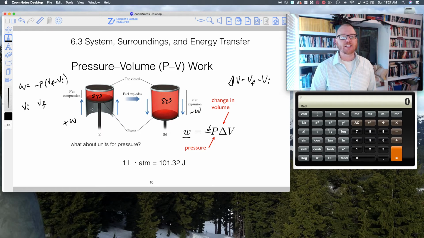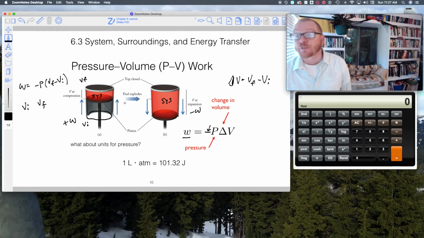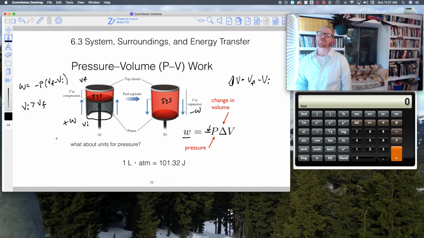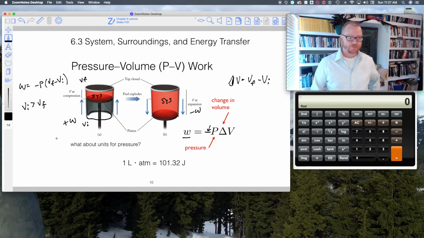So we imagine this initial volume was probably down here somewhere, right? Like I'll draw a little line. And this is likely what the initial volume was, this whole thing. And so now it's being compressed, so the final volume is smaller, right? So we can say that V_I is greater than V_F in this compression situation. And if that's the case, if V_I is greater than V_F, then look what's going to happen. This V_F minus V_I will be negative, right?